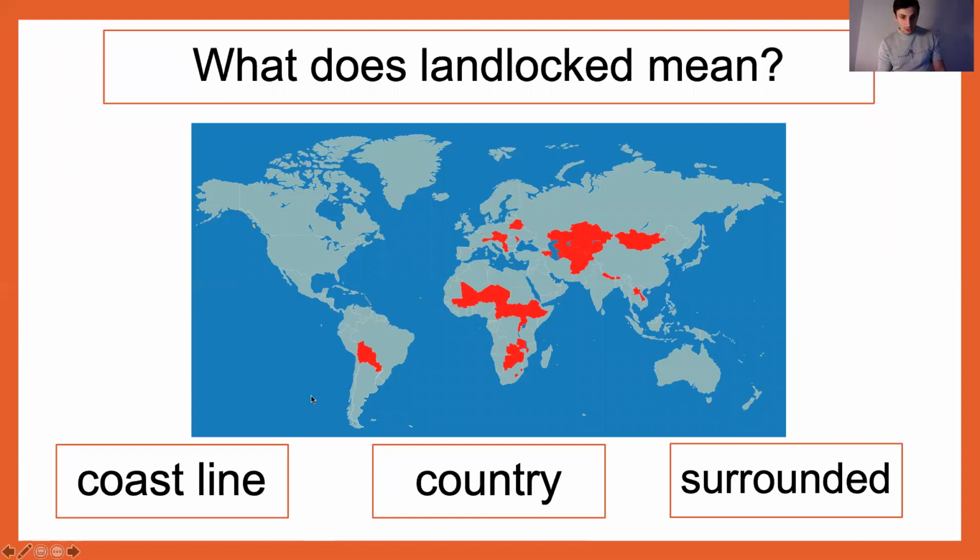Here's lots of landlocked countries over here. And we spoke about some of these in our lessons. Africa has a huge part of it that is landlocked, where countries are surrounded by land, and they don't have any sea next to them at all. Up here, you can see there's some countries in Europe here, in Asia, there's some countries here that don't have any coastline at all because they are surrounded by other countries.